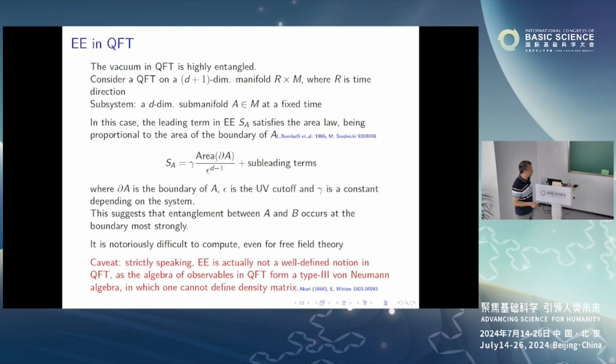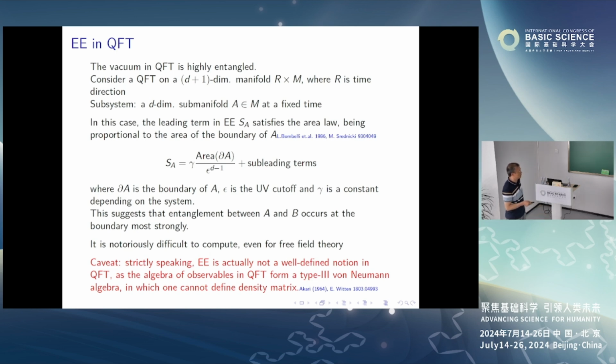So strictly speaking, the entanglement entropy in this case is not a well-defined notion in quantum field theory, because the algebra of the observables in quantum field theory is formed as a type III von Neumann algebra. That means one cannot define the density matrix in this case. So we cannot define the entanglement entropy in this case. But we can define some other entanglement quantity, like the relative entropy, that is well defined.